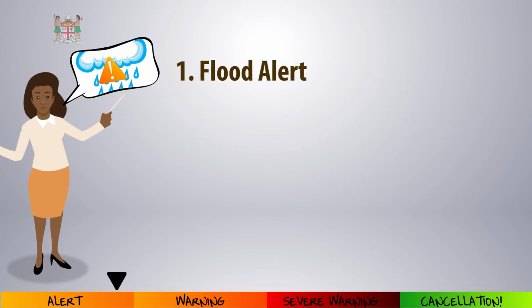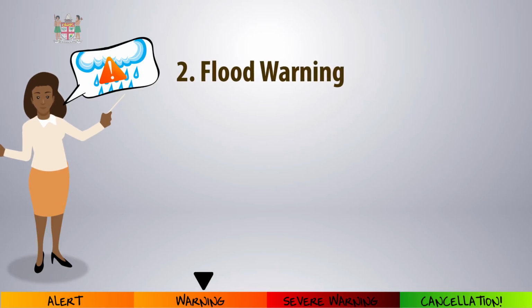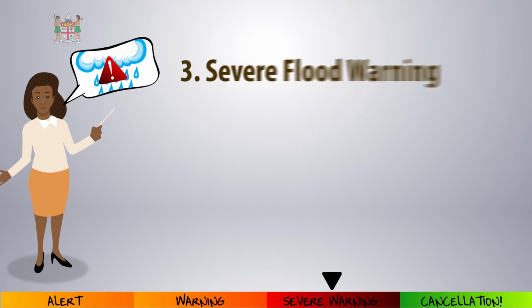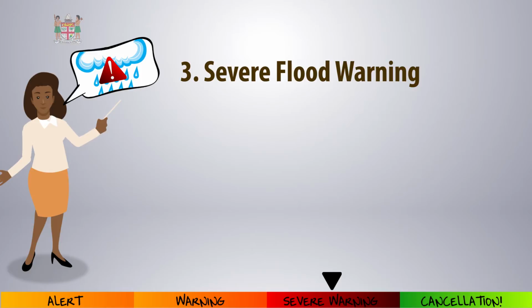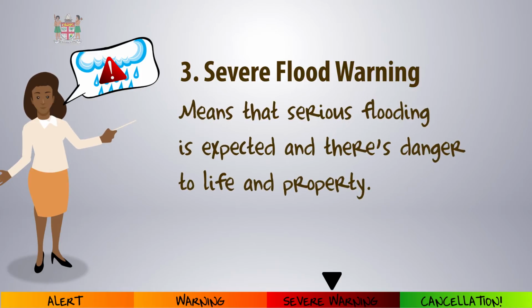First, let's look at flood alert. This is the first stage of the warning. If your area is issued with a flood alert, it means there is a possibility of some flooding. Next is flood warning. If a flood warning is issued in your area, it means flooding is expected and will cause disruption. The next stage is severe flood warning. This warning is issued when serious flooding is expected and there's imminent danger to life and property.